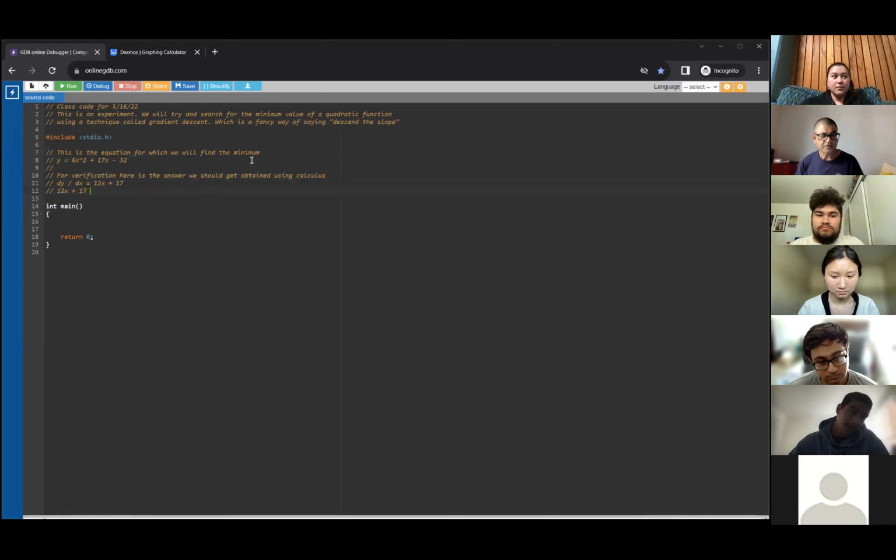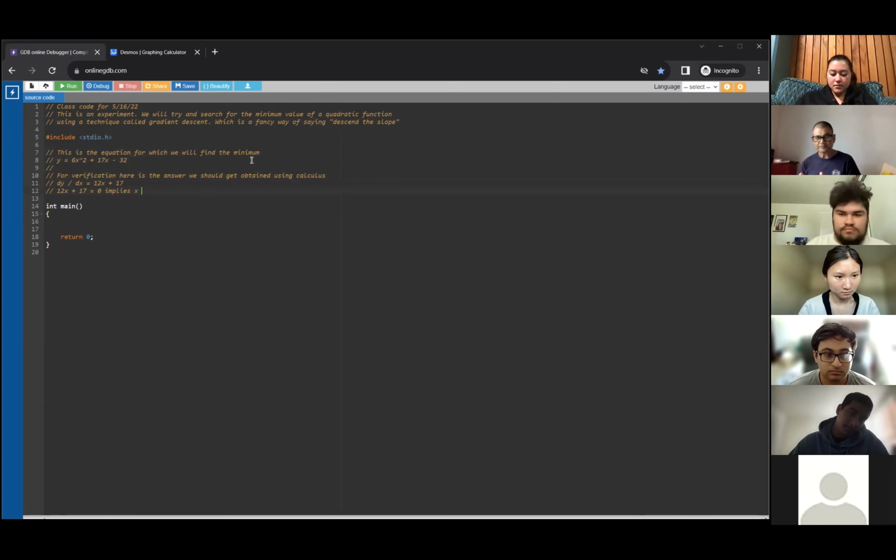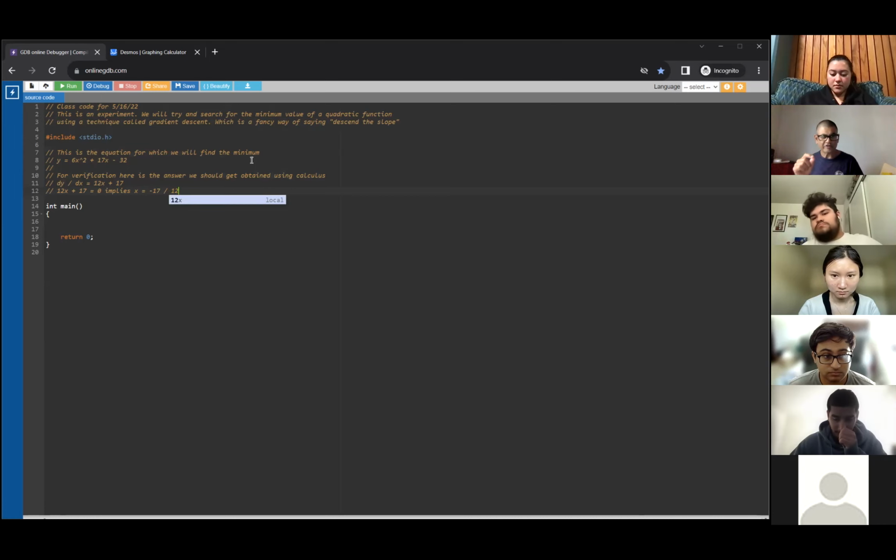17 equals 0 implies x equals negative 17 over 12. Now, so far, is everybody okay with this? That means that the least possible value of the function is going to happen at negative 17 over 12. What is negative 17 over 12?